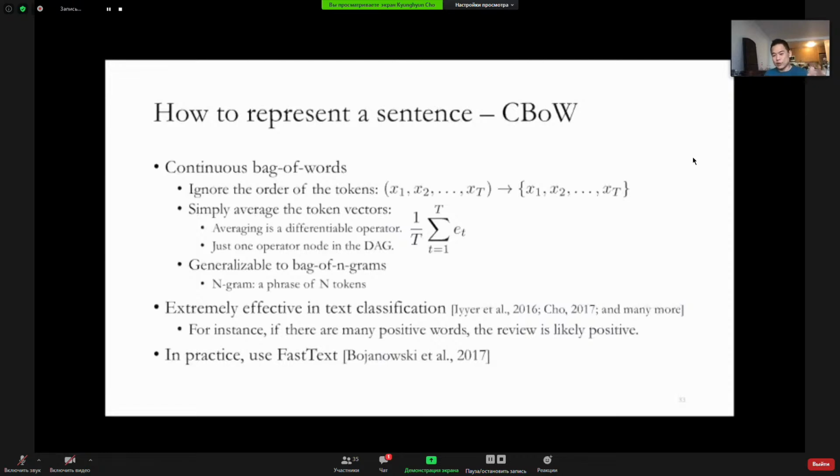And in practice, you Google fastText, which is the library coming out of Facebook AI Research, and just download fastText. It's going to do the amazing optimization for you, whatever text you throw at it. So we have learned one way to represent a sentence in this neural network.